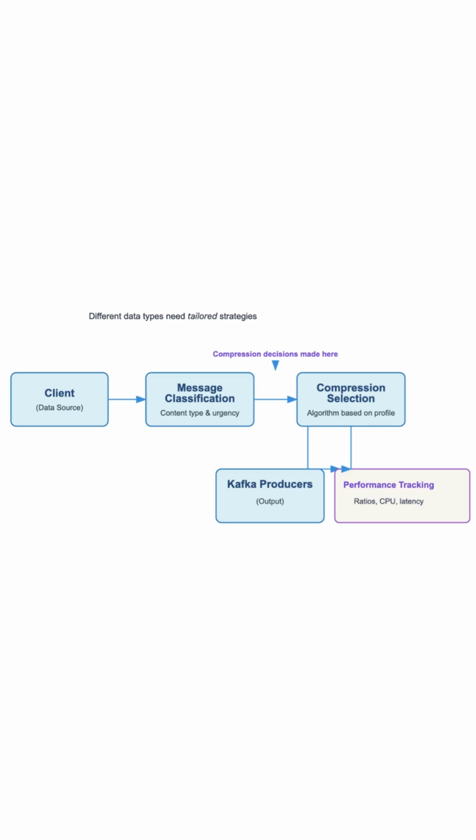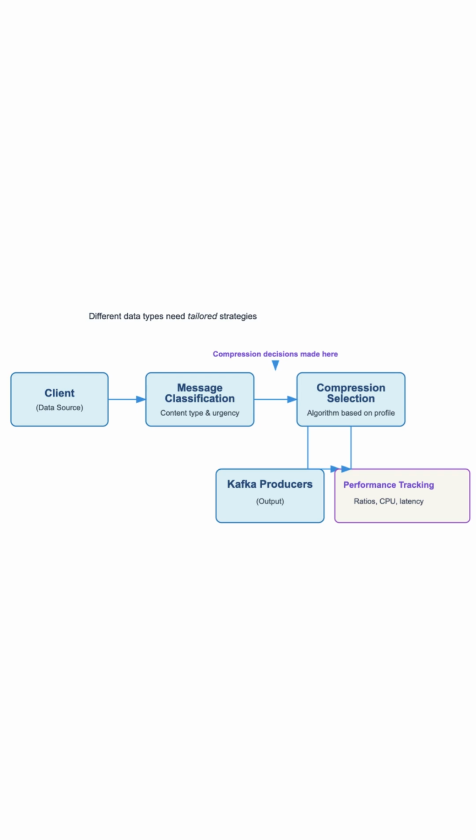This classification then feeds into compression selection, where we choose the optimal algorithm based on the message's profile and predetermined rules. For example, timeline updates might prioritize LZ4 for speed, while historical analytics might use gzip for maximum stored savings.